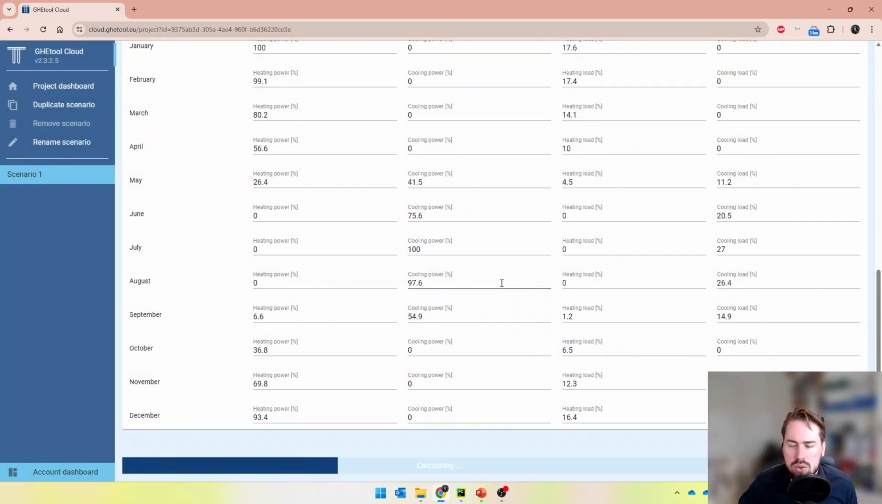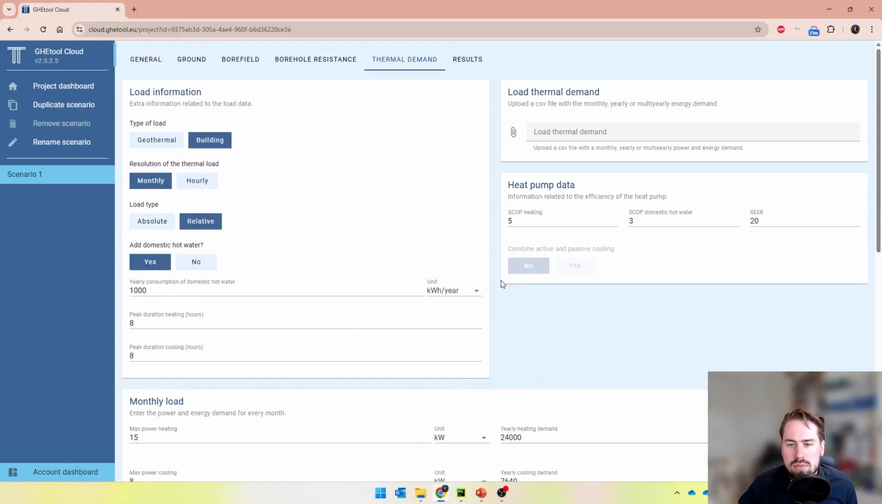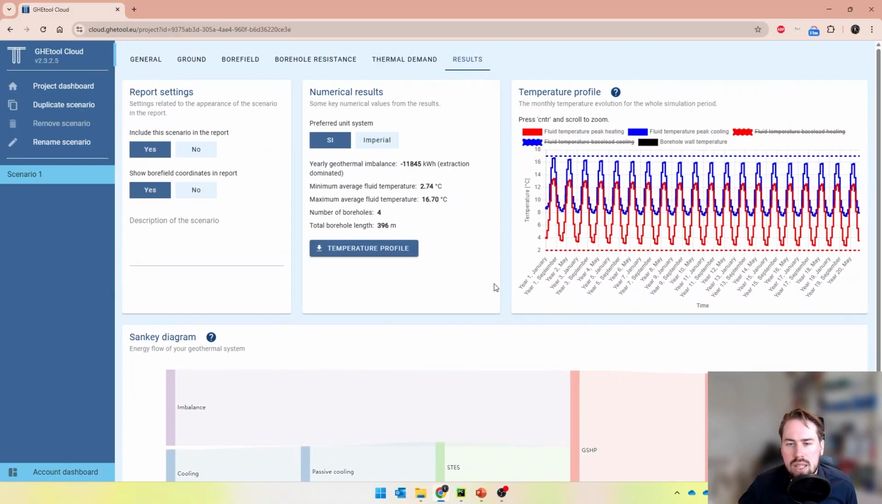So we'll send this to the server, and you can see that we stay beautifully between the temperature limits, way above our 2 degrees minimum temperature that we set. So basically, this TRT test showed that this borefield was correctly designed.